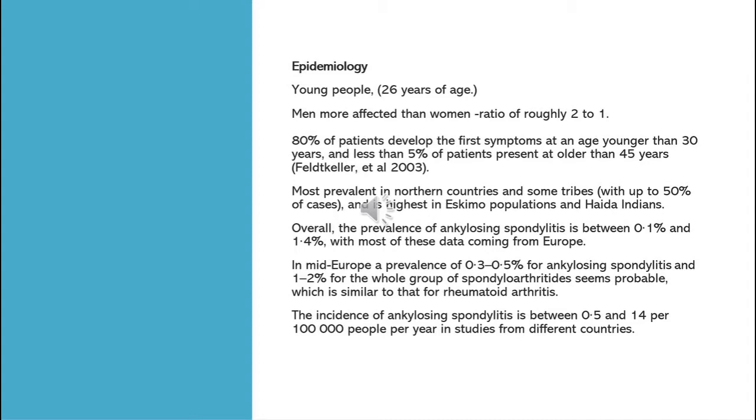Most people will get symptoms before the age of 30, and there are geographical differences depending upon allele frequencies in the population. And the general frequency of AS is between 0.1 and 1.4% of the population.